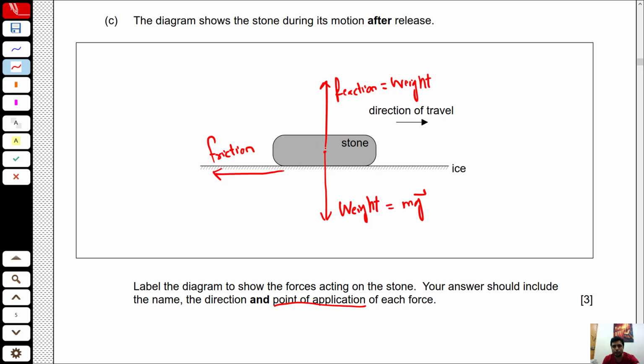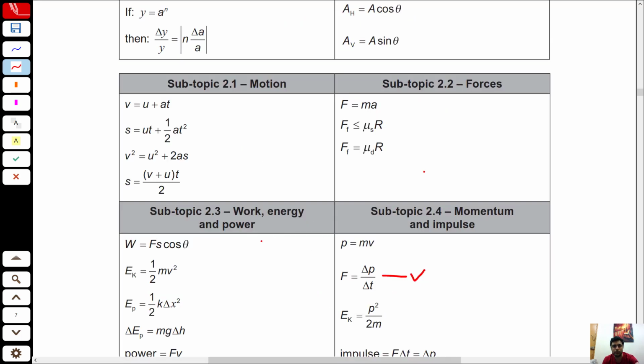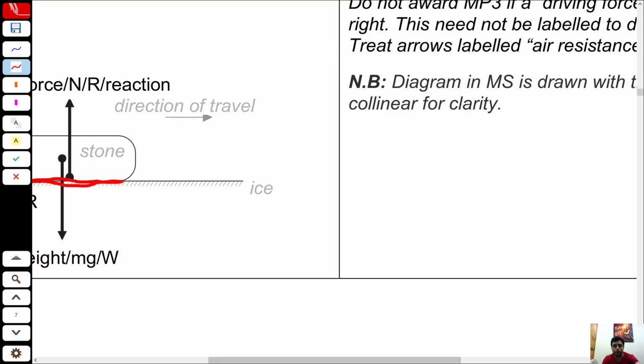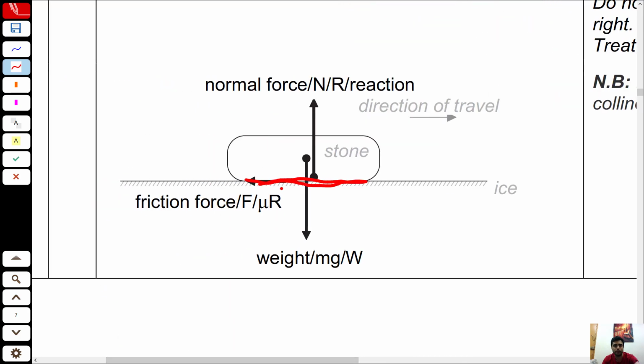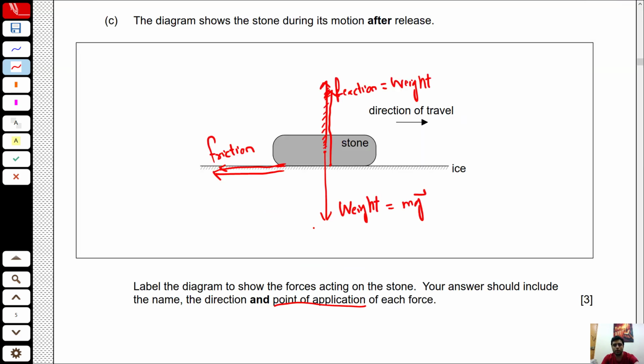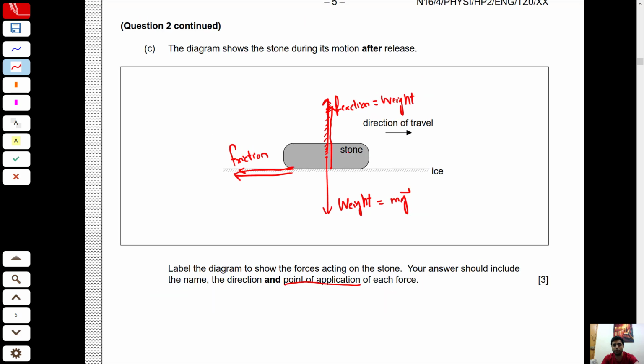So actually, ignore this one. You should draw the reaction force from the point of contact here. And then the friction also acts at the point of contact. So just be careful with the point of application of the force. Okay, and then this is the friction force. Yeah, 3 marks for 3 forces: the correct point of application, direction, and name.